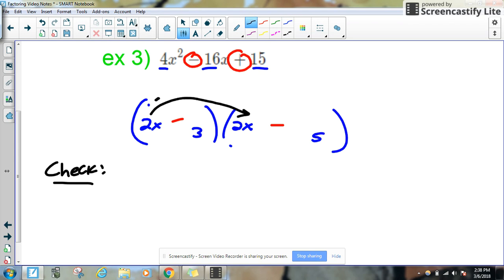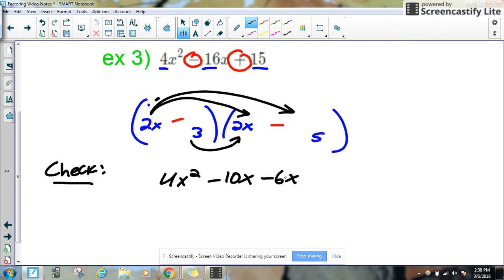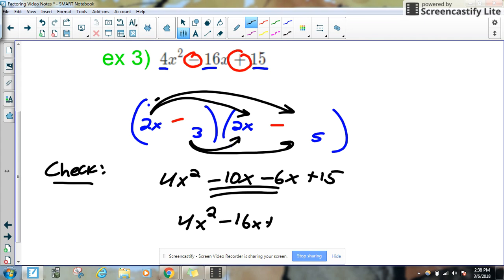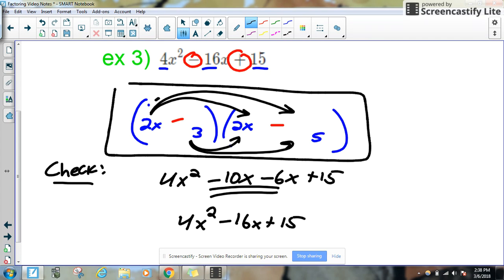So 2x times 2x is 4x to the second. 2x times minus 5 is minus 10x. Minus 3 times 2x is minus 6x. And minus 3 times minus 5 is plus 15. And if I add together my middle terms, I do in fact get the correct answer. So it's all about guessing and checking, just simply trial and error, trying something and adapting if it did not work. All right?